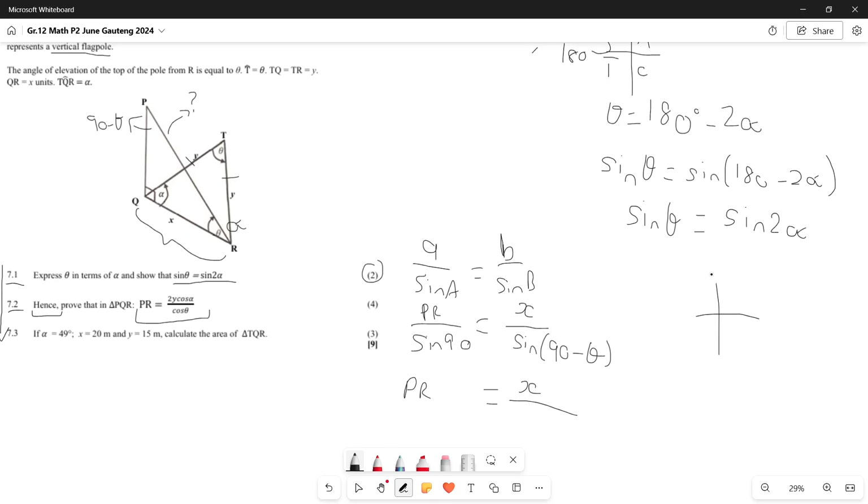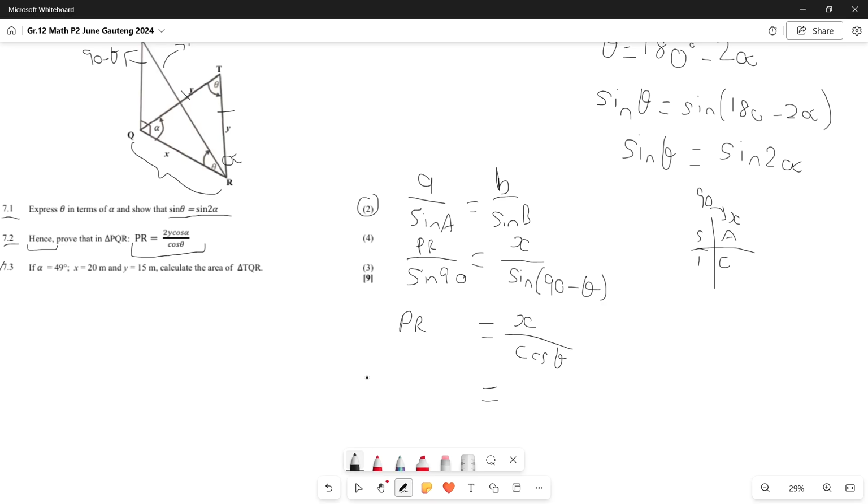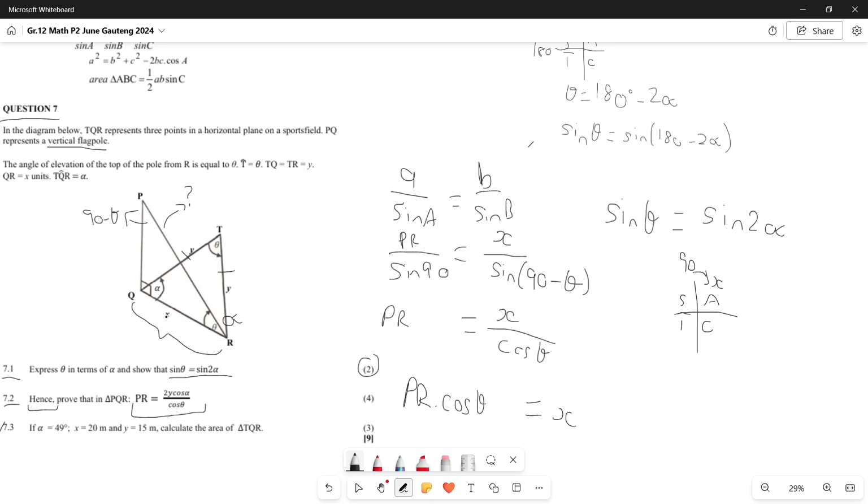Based on our cofunctions, that places us in our all quadrant. So sine 90 minus theta becomes cos theta over here, and then we want to get x by itself so that we can sub QR into our triangle TQR and get our PR into that equation, which means we're going to take the cos theta up, and we have PR multiplied by cos theta equals x.